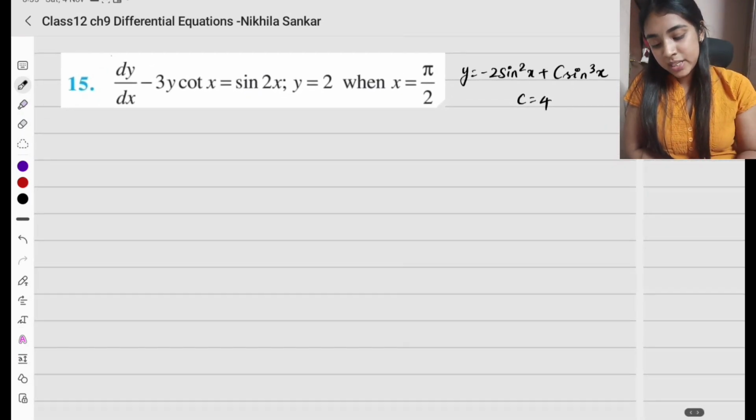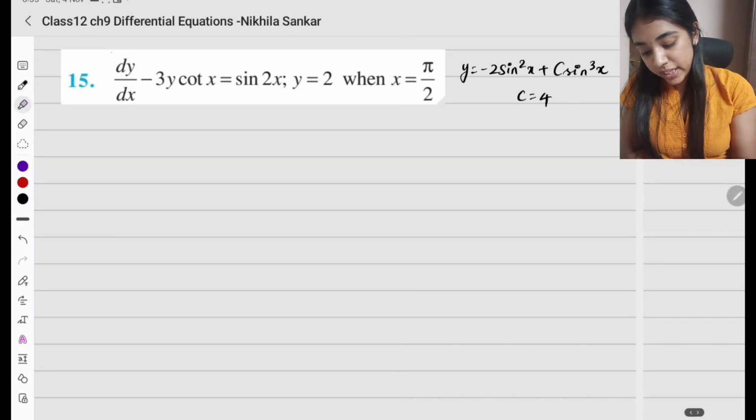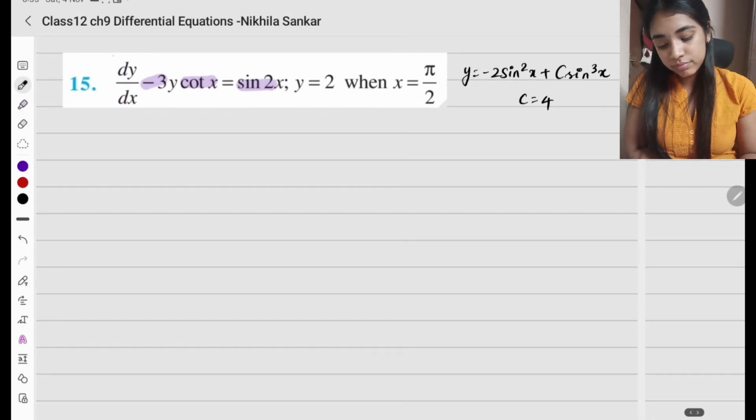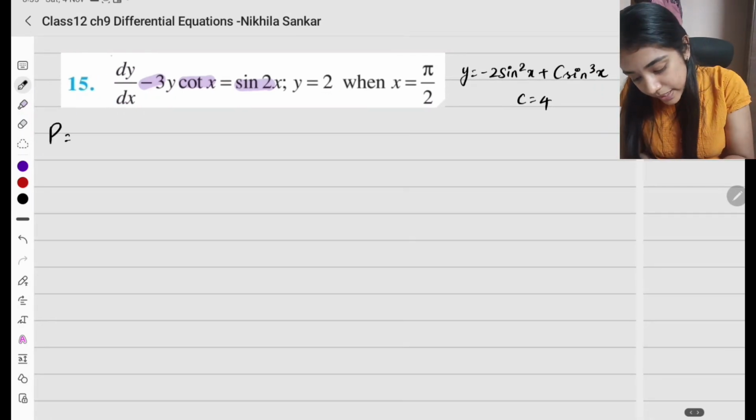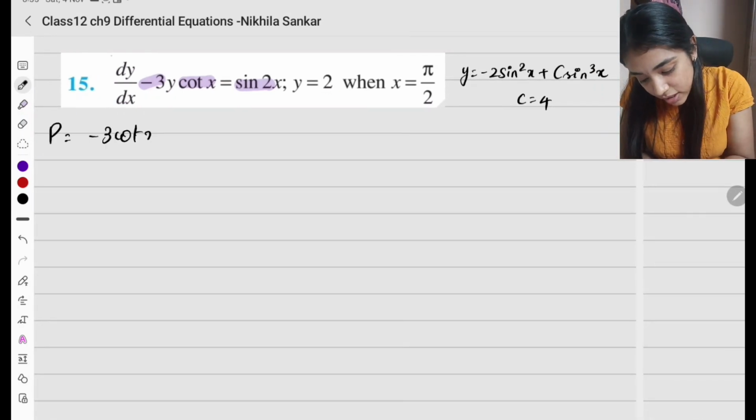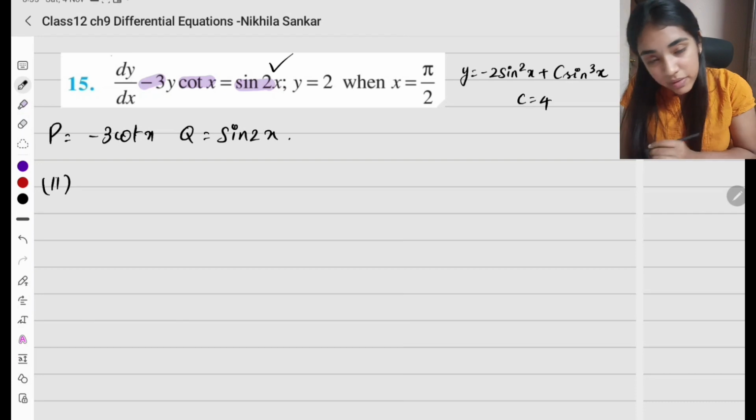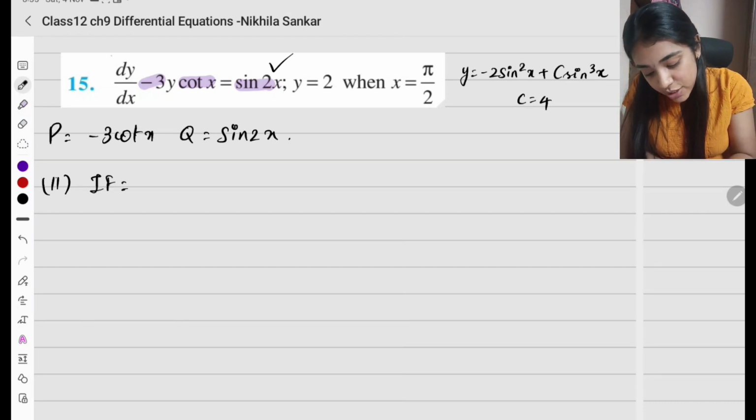Question number 15. So this is again of the form that we need. So minus 3 cot x is my p and this is my q. Okay, simple. P equals minus 3 cot x, q equals sin 2x. So second step? The first step, we have the formula we need. Second step, find the integration factor.